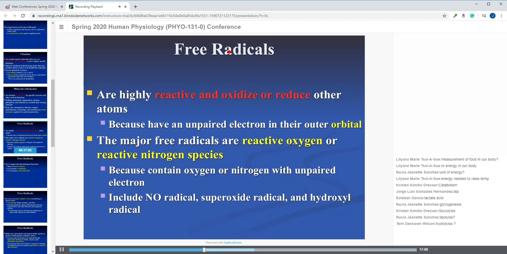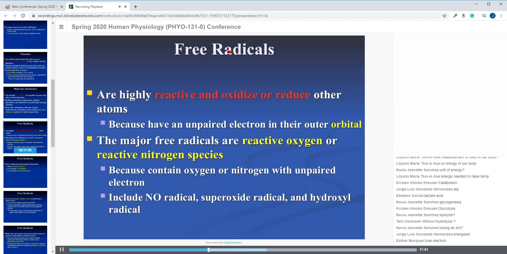So free radicals are highly reactive molecules, and these can either oxidize or reduce other atoms. What is oxidation and what is reduction? If a molecule oxidizes, it is losing or removing an electron from the atom. If it's reducing, then it donates an electron to the other atom. They are highly reactive because they have an unpaired electron in their outermost shell.